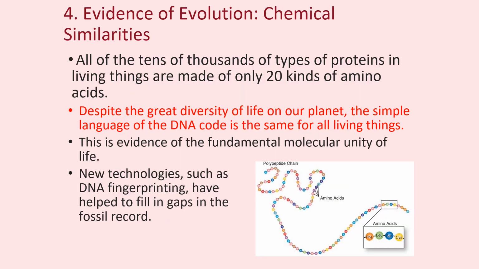The fourth evidence of evolution is the chemical similarities. All of the tens of thousands of types of proteins in living things are made up of only 20 kinds of amino acids. Despite the great diversity of life on our planet, the simple language of the DNA code is the same for all living things. So this must mean we all come from a common ancestor. All life here on Earth comes from a common ancestor.